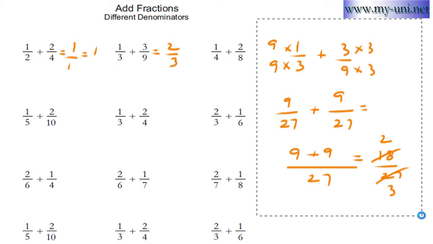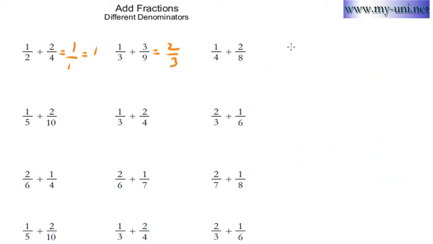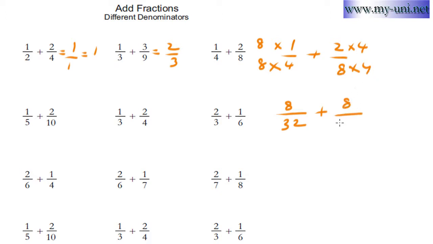The next one, 1 over 4 plus 2 over 8. So multiply this number by this one and this number by this one to make the denominators the same. So 4 times 8 and 8 times 4, 1 times 8 and 2 times 4. So 8 times 1 is 8, 8 times 4 is 32, plus sign, which is this one, 2 times 4 is 8 and 8 times 4 is 32.